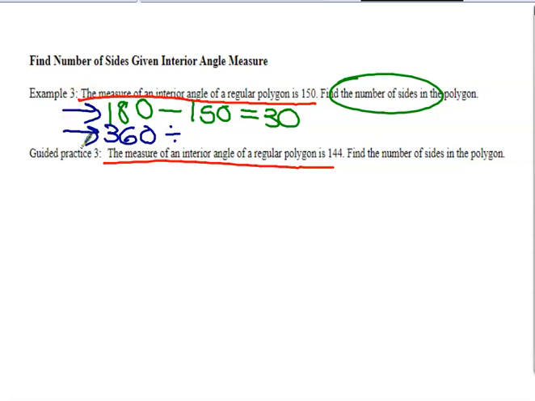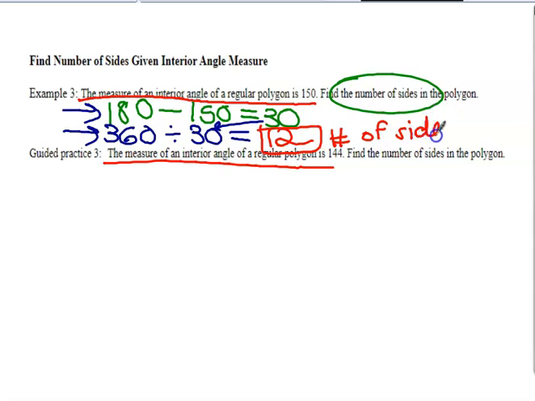So that's kind of why this combination works. And then I take this number, the 30, and divide it by 360. So I have 360 divided by 30, and I get 12. Okay? 12 is the number of sides.